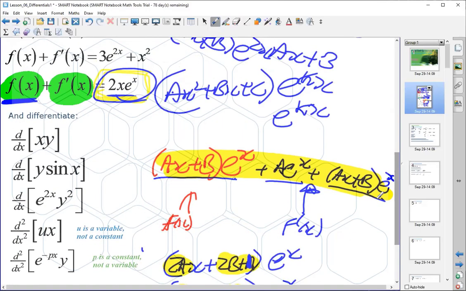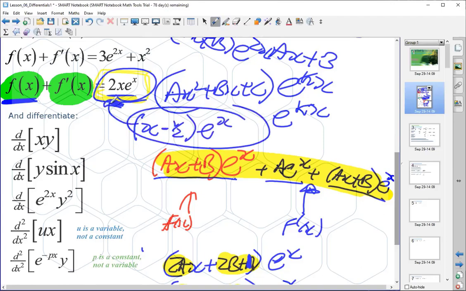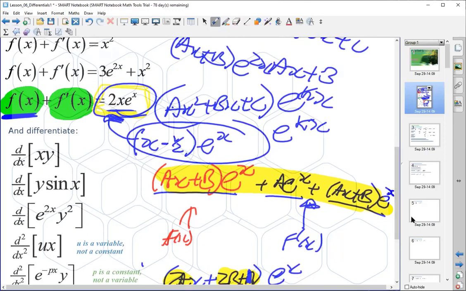So the answer is x minus a half, e to the x. This is the correct function to use if we want the function plus its derivative to equal 2x e to the x. Okay, so let's move on.